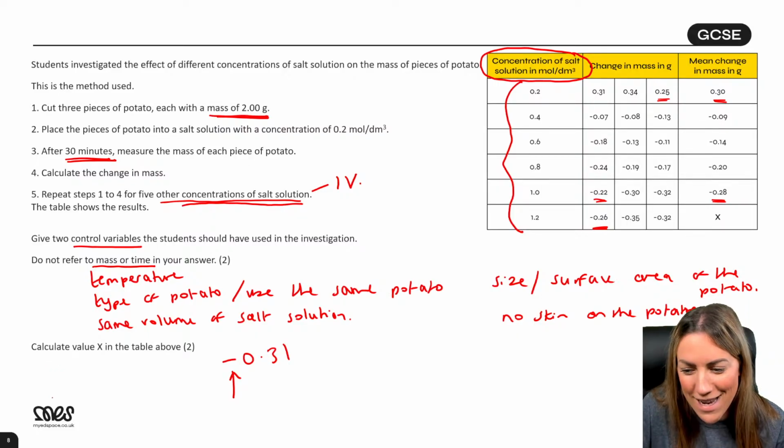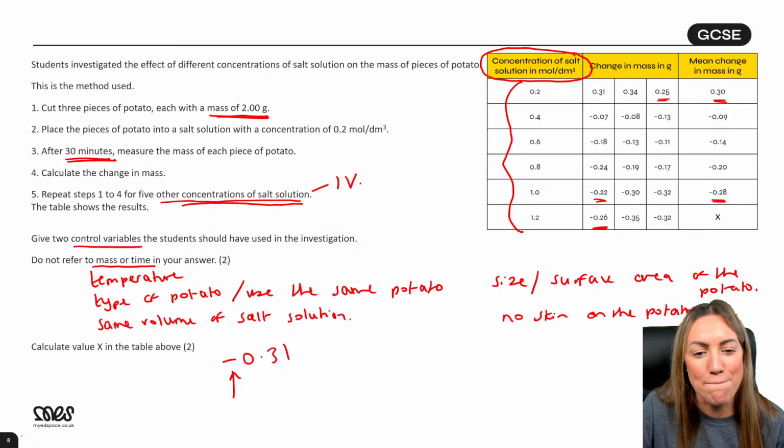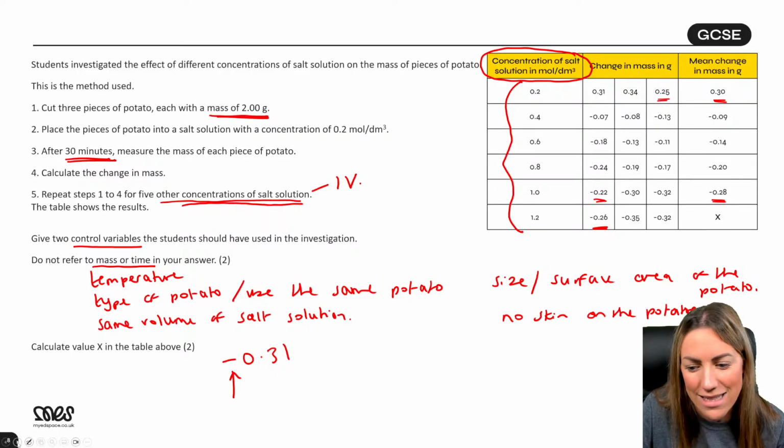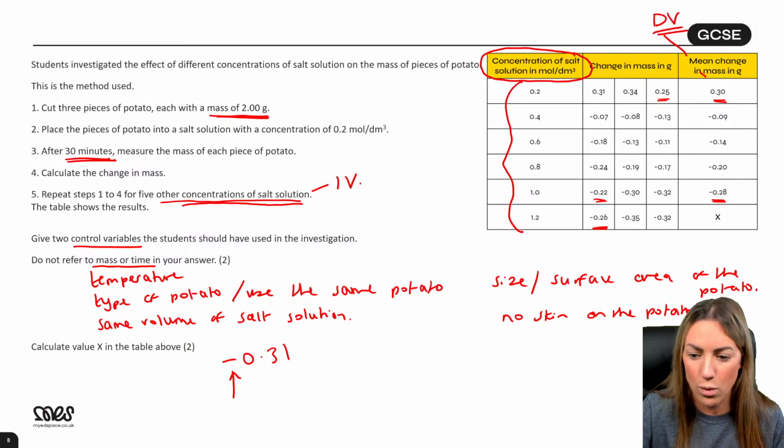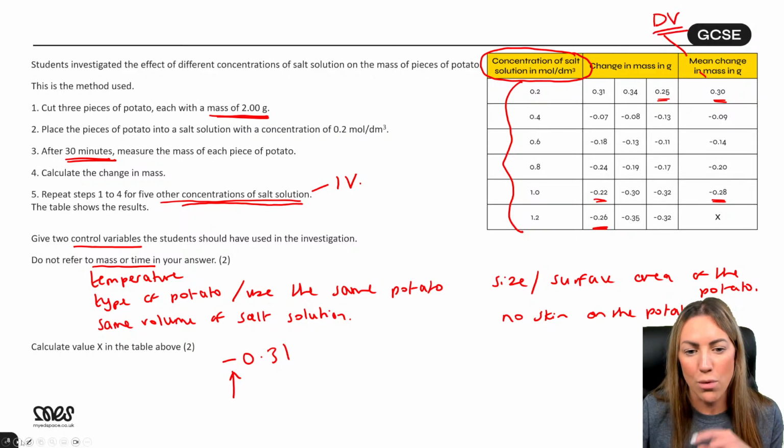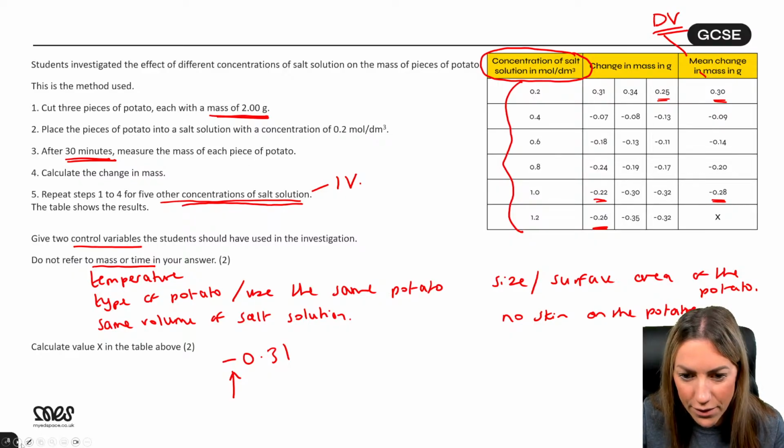Okay, the one you measure is the dependent variable. Yes. So in this case, it's the mean change in mass is our dependent variable. Okay, the mean change in mass. Do you want me to just label it on here? This one here, that's our dependent variable, the one that we measure. So you should know your independents, your controls, and your dependent variables.